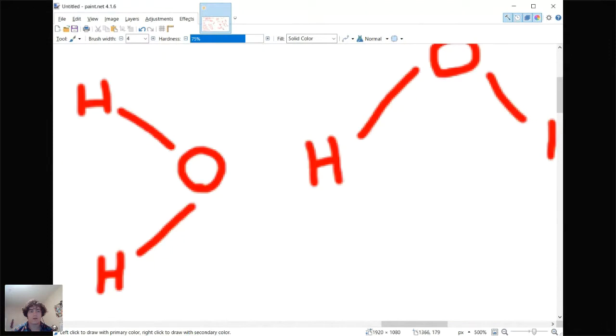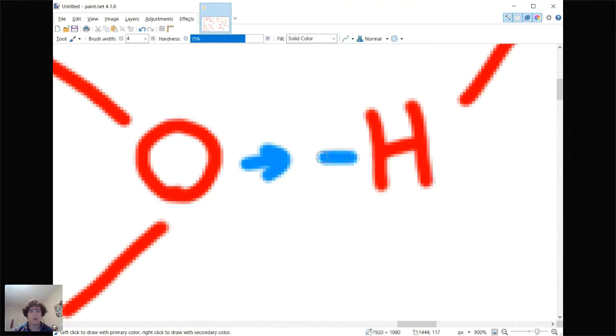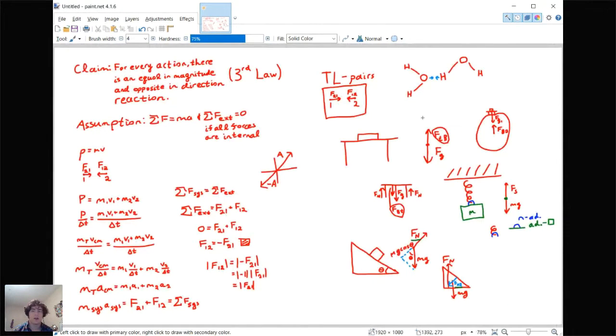There's going to be a third law pair here that you wouldn't really think about. They're going to attract each other that way. And there's going to be a third law pair that you'd kind of have to think about if you're thinking about interactions on a deeper molecular level. Not if you're just thinking about it macroscopically, right?